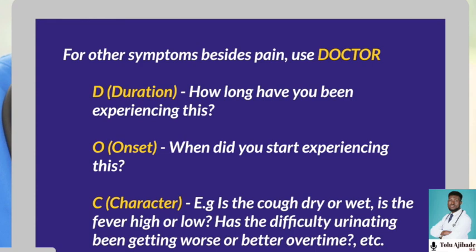Okay, so DOCTOR. D means duration. So the first question, how long have you been experiencing this, sir? Okay, and then O for onset. When did you start experiencing this? When did you start feeling this way? When did you start experiencing this cough? Okay, and then C for character. So how do you ask this?